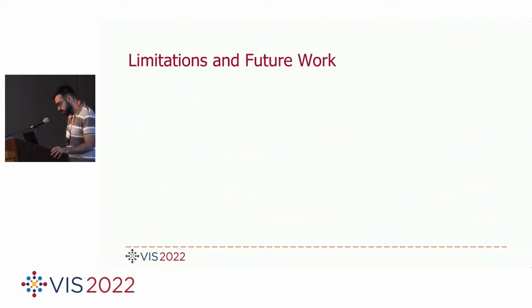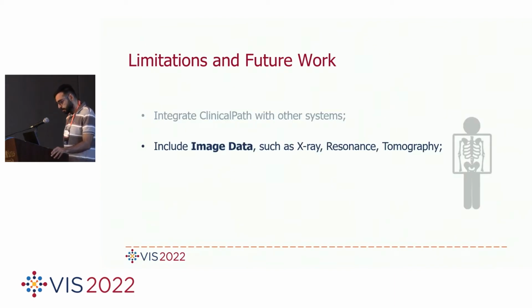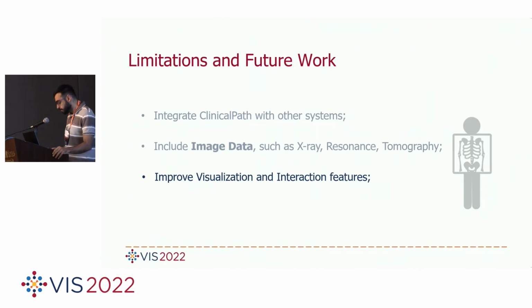So as we could see, ClinicalPath plays a crucial role in helping physicians to perform diagnosis tasks. However, the system has some limitations and directions for future improvement, such as we could integrate ClinicalPath with other similar systems. We could include image data, such as X-ray, resonance, and tomography tests. We could also improve the visualization and interaction features, such as suggested by the participants in the user test. At last, we could adapt our system to a population-based tool.